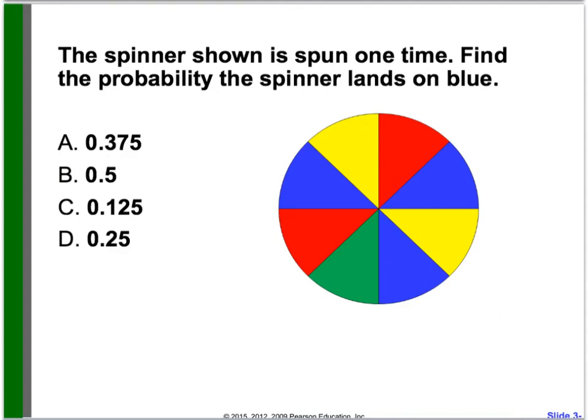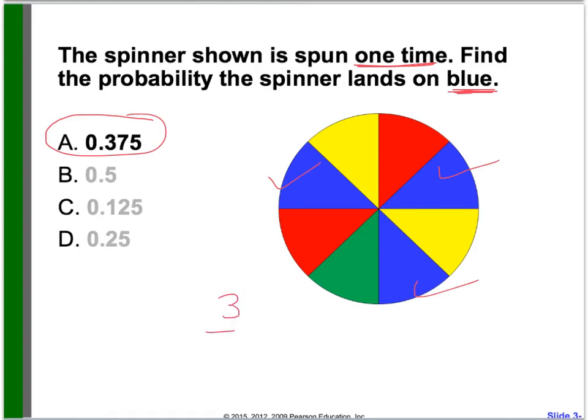Okay, next problem. Go ahead and pause the video, read the problem, answer it, and then unpause. All right, choice A is our correct answer here. So we're going to spin it just one time. We want it to land on blue. There are 3 blue spaces on that wheel out of, and if you count all of them, there are 8 possible outcomes. 3 divided by 8 is how we get 0.375.